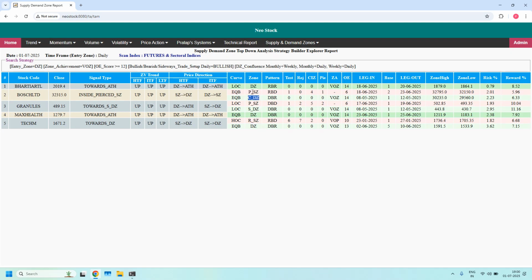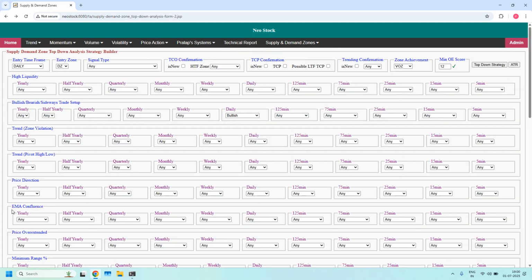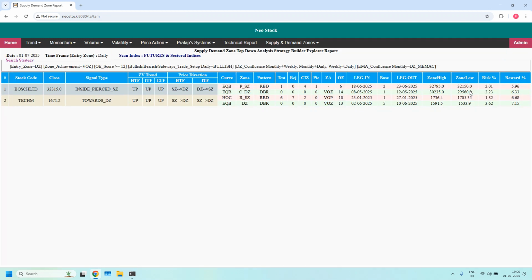That means all the demand zones are part of the monthly demand zone. And also monthly trend, HTF trend is up. Let us further filter monthly demand zone with monthly EMA confluence. The EMA at monthly, I am checking monthly demand zone with monthly EMA. So we got 2 stocks. That way, these 2 stocks might be having stronger institutional order flows, provided lesson 20 checklist items are satisfied.